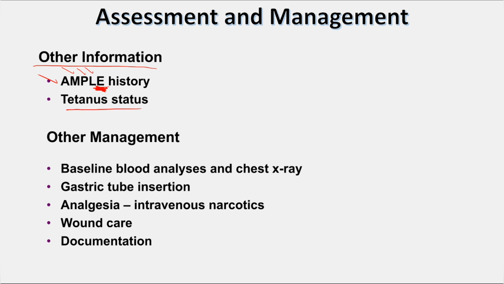Tetanus status, you have to consider giving tetanus to any patient who is having burn, especially if the child is more than 10 years and above. Other management is baseline blood analysis, for example, blood gas analysis, and doing chest x-ray, gastric tube insertion if the patient is repeatedly vomiting, analgesia, especially you have to give IV narcotic like tramal, pethidine, and also morphine. You can also give simple things like paracetamol, but usually the burn patient is having severe pain.